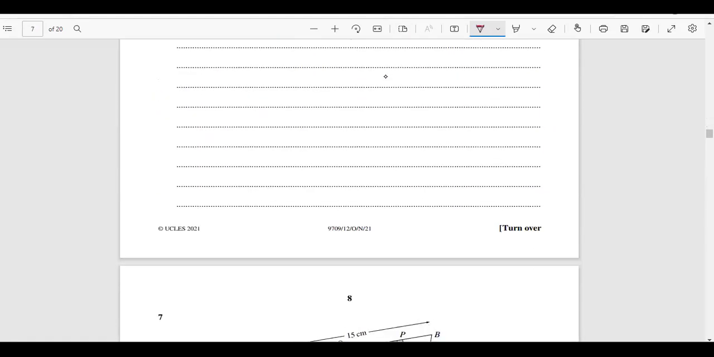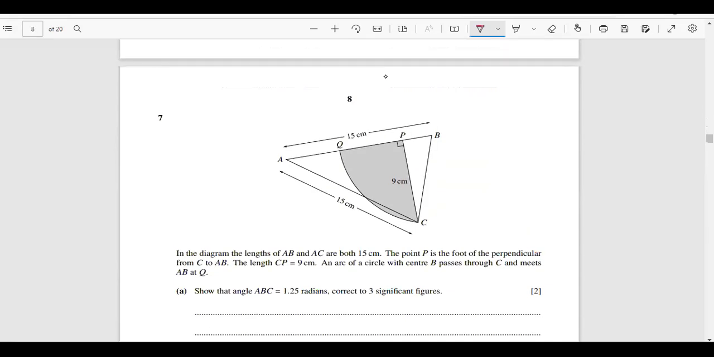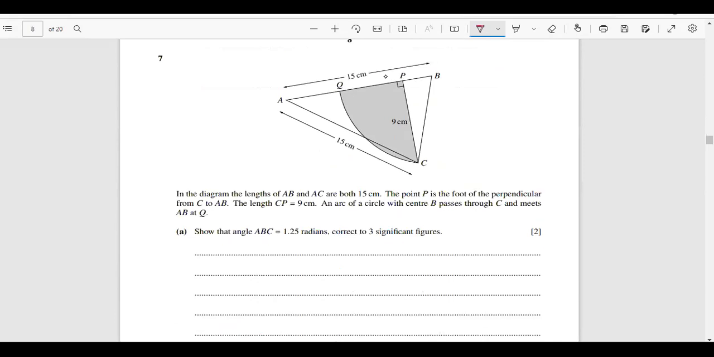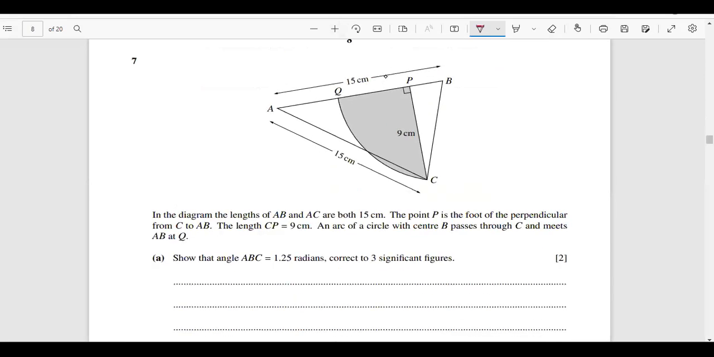Let me scroll down quickly and see. Okay. I think this is a better question. Let's do this, because this is again about geometric progression. But this one is better. Let's try doing this.